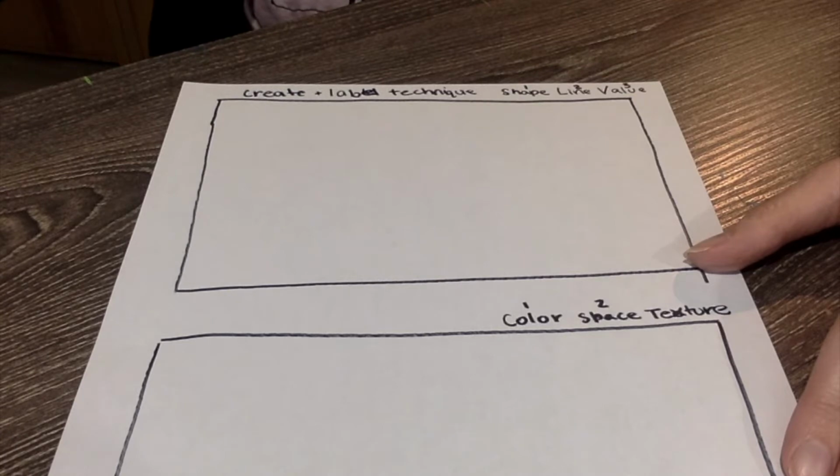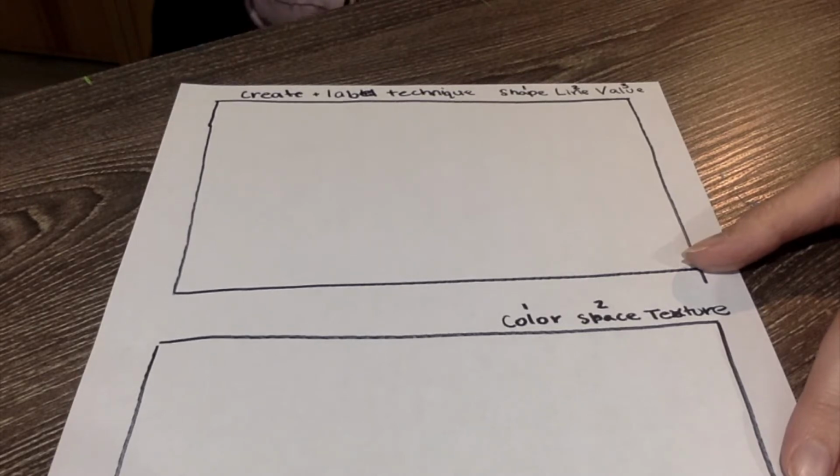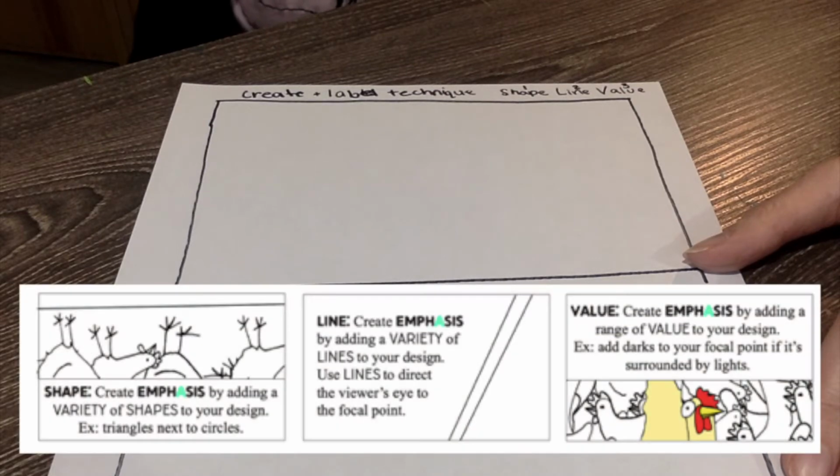Okay, so the first 3 techniques to get emphasis into your painting are shape. Shape is when you have a variety of different shapes in your piece, and one shape sort of pops out or draws your eye to that piece.